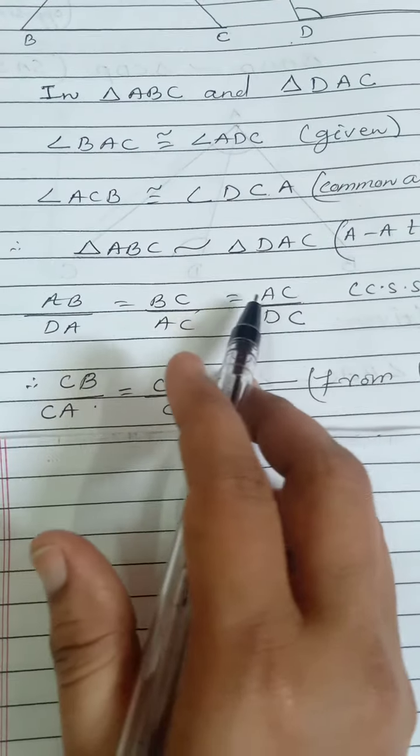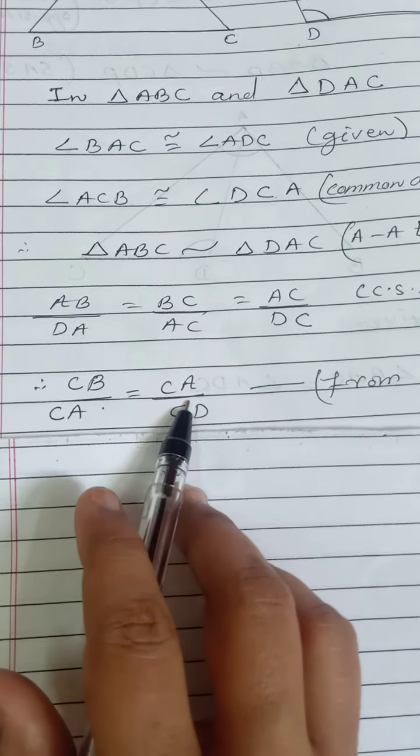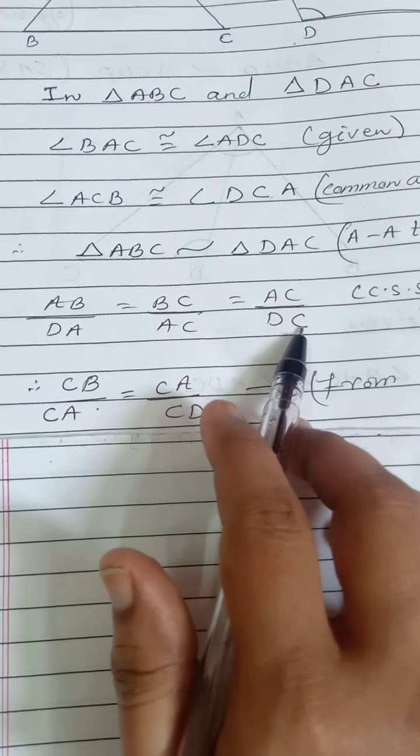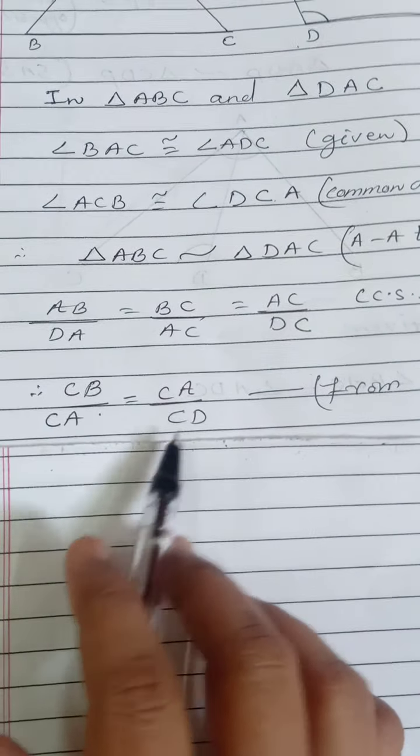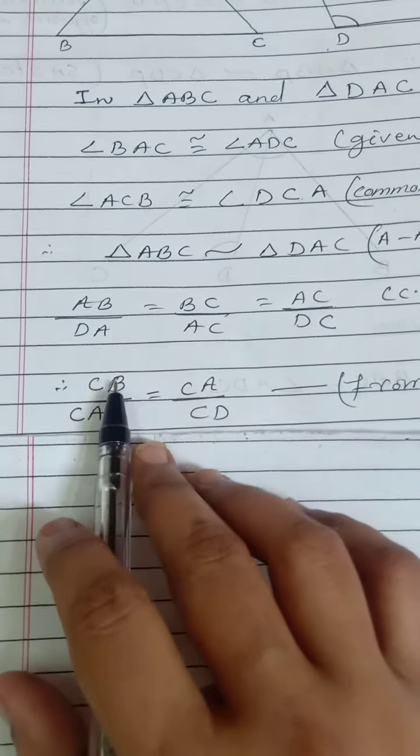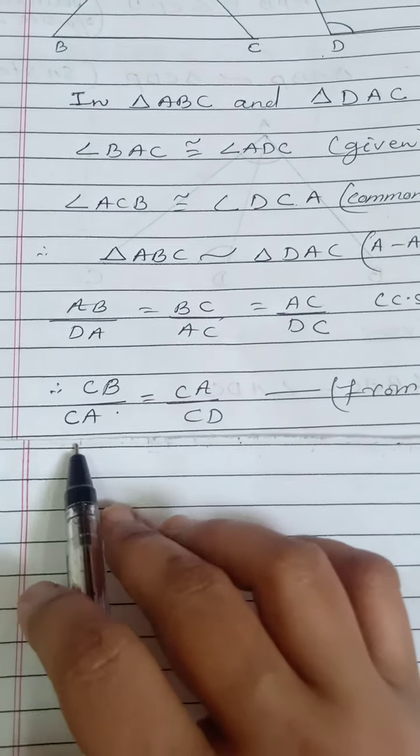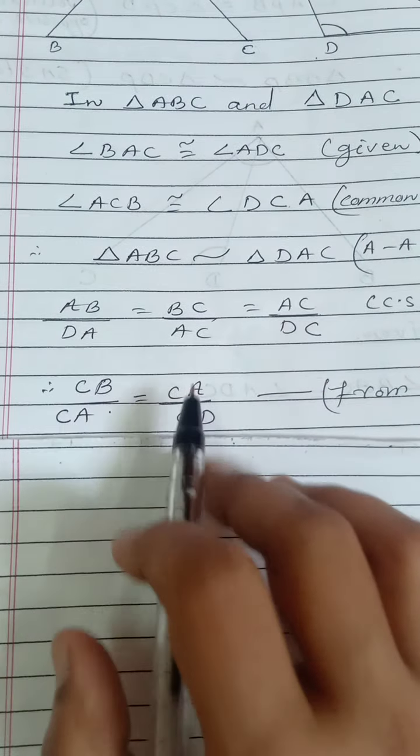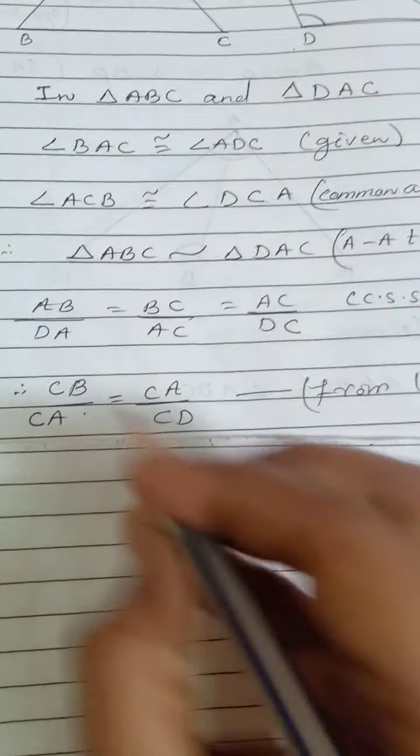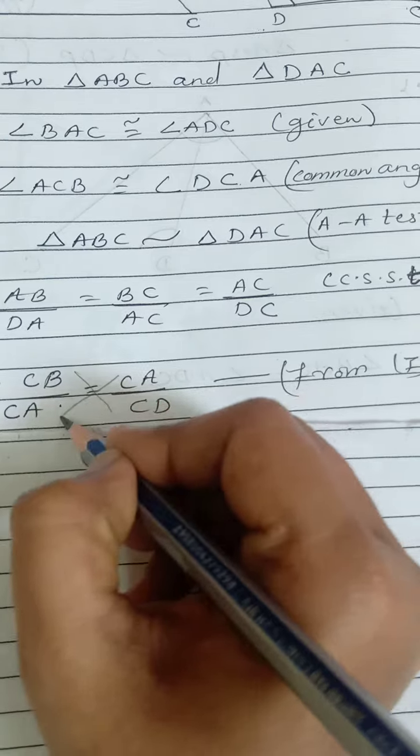Now this AC, in the place of AC I have written CA. In the place of BC I have written CB. In the place of DC I have written CD. These changes I have done as we want the result as in the textbook. Okay. So I have written, no change. BC we can write CB, AC we can write CA, this AC also we can write CA, this DC we can write CD. Now after this we have to do the cross multiplication.